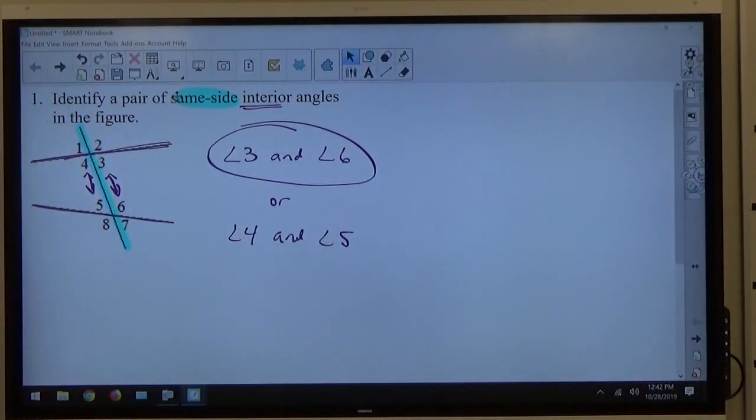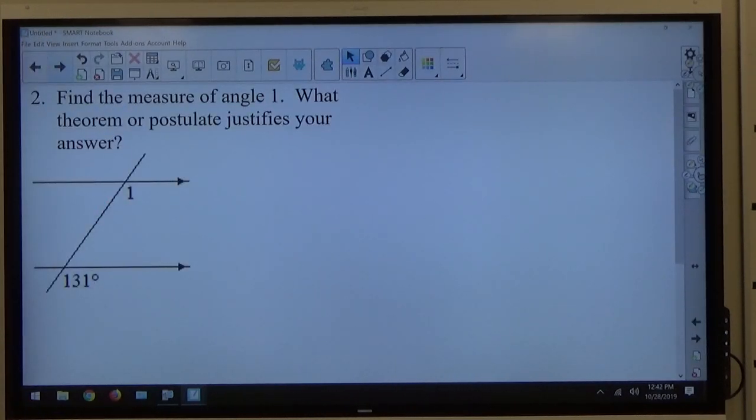On the test, it could ask for corresponding angles, alternate interior, alternate exterior. So basically, know the structure of each of those possibilities. Number two, find the measure of angle 1. What theorem or postulate justifies your answer?